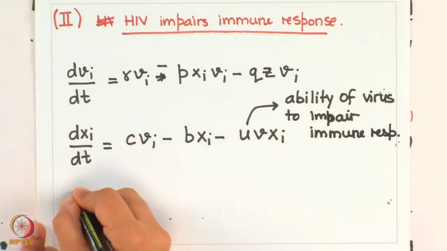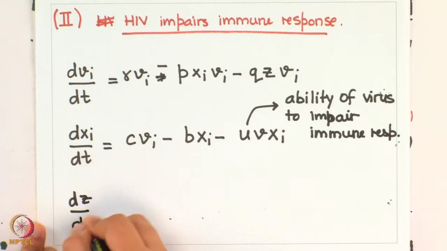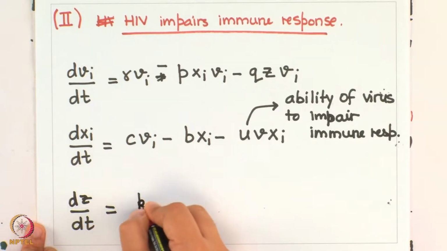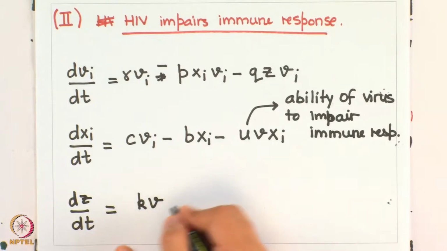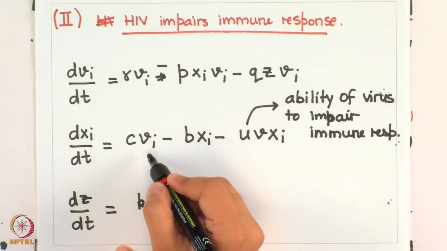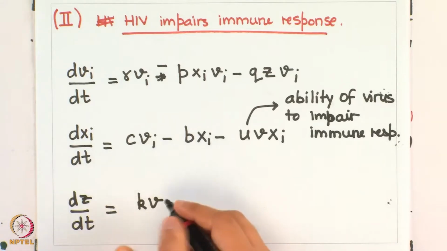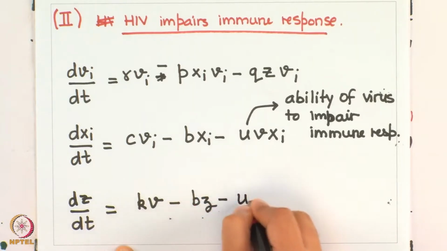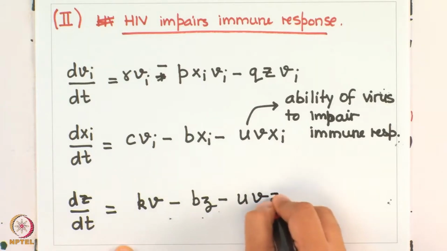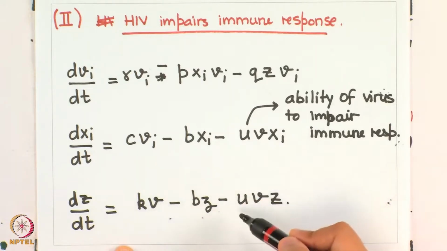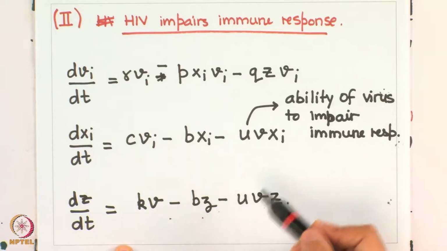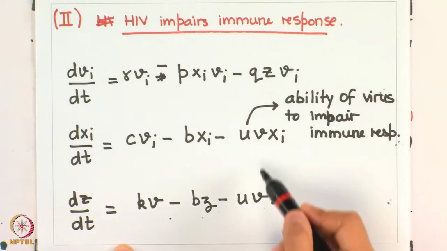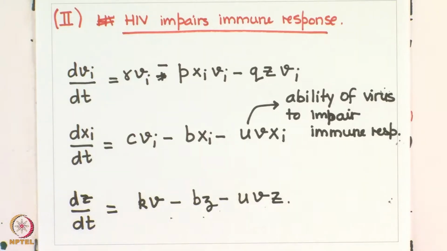And similarly, for the general immune response, we have dz by dt equals, it is launched in proportion to the total virus load, unlike this one which is launched in proportion to the virus associated with that specific strain. It decays exponentially in the absence of virus, and again is compromised. U is the factor which decides the sensitivity of this compromise of the immune system by the virus, and it is also proportional to V, which is the total virus load associated with the host at that particular instance.